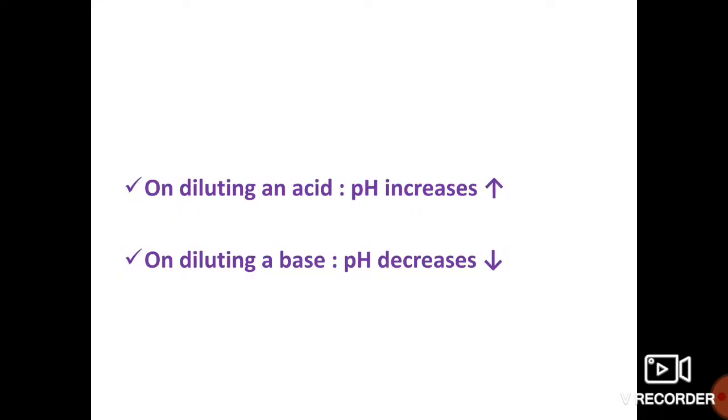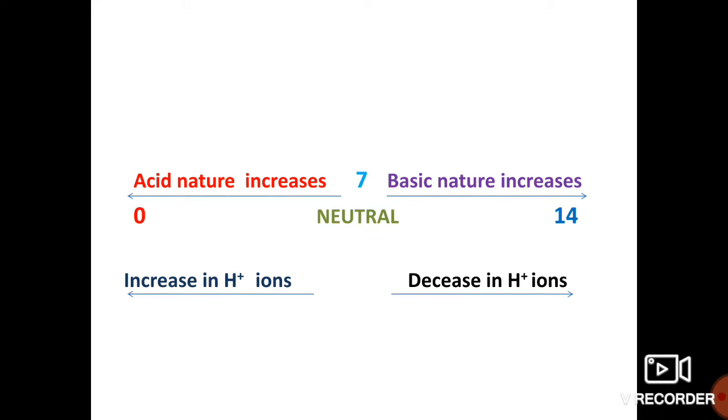On diluting an acid, the pH value increases. On diluting a base, the pH value decreases. Here you can see pH equal to 7 is neutral, and when it moves towards 0, it is more acidic, as acid nature increases. When it moves from 7 towards 14, the basic nature increases.